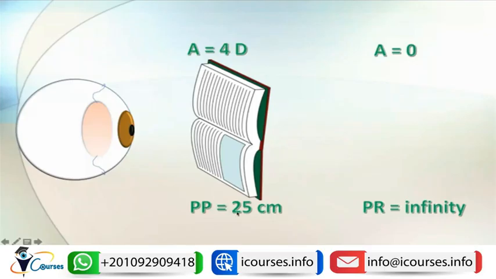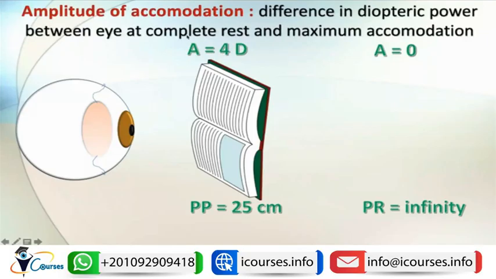And if this punctum proximum is about 25 centimeters, then by knowing the point of punctum proximum, we can know the power of accommodation of the patient. So the patient has an accommodation of about 4 diopters. The amplitude of accommodation is the difference in the dioptric power between the eye at complete rest and at maximum accommodation. So here, while the patient is looking at infinity, the accommodation was 0, and while the patient was looking at the punctum proximum, the accommodation was 4. The difference between both of them is the amplitude of accommodation, so in this example the amplitude of accommodation is 4 diopters.